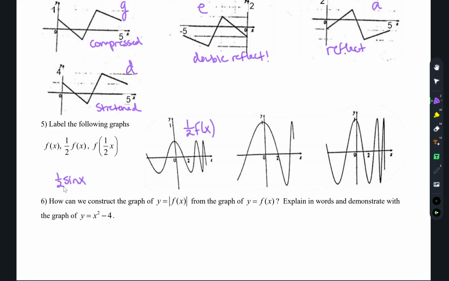And then you have to think about what is that one half inside the x. That one stretches out the graph. So that one, maybe one that's a little bit more spaced out horizontally. So f of x. So that's how I read it. So I think of it as like a graph.